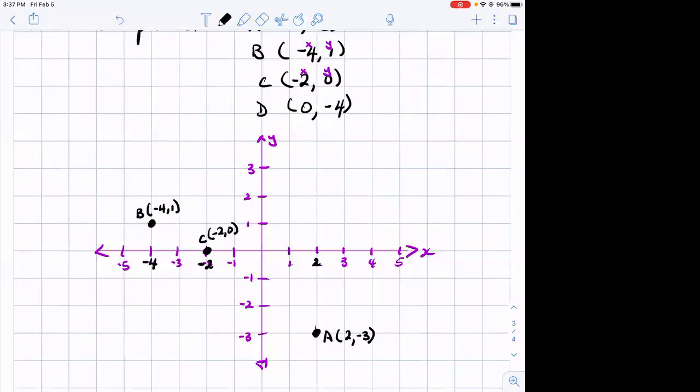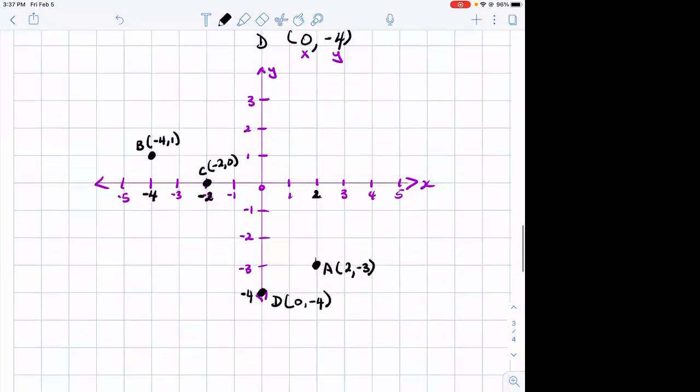Okay. If we look at the point D, this is x and that's y. X is 0, and you will have to remember that the origin is 0. Okay. But then we go down 4 units. We go down to minus 4, which is all the way over here, and this will be the point D, which is 0 comma negative 4. Yeah, that's my point.